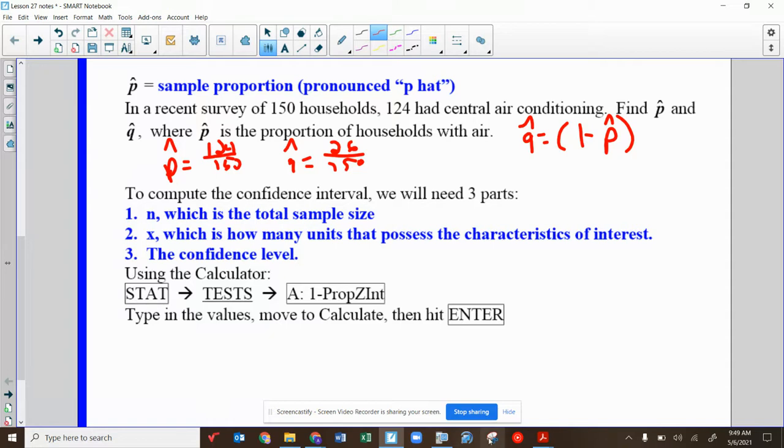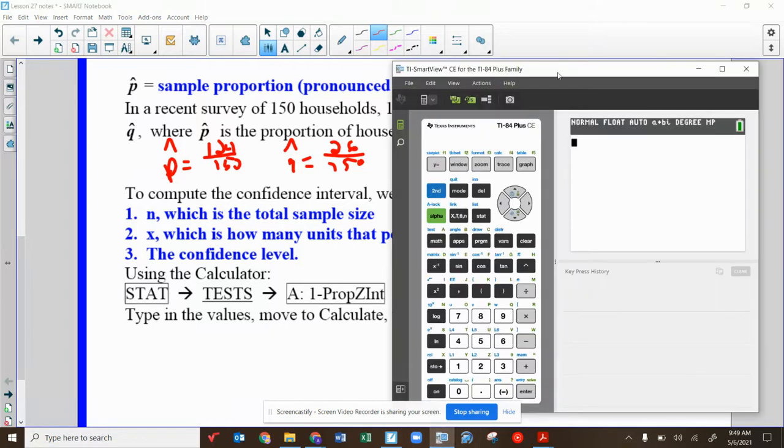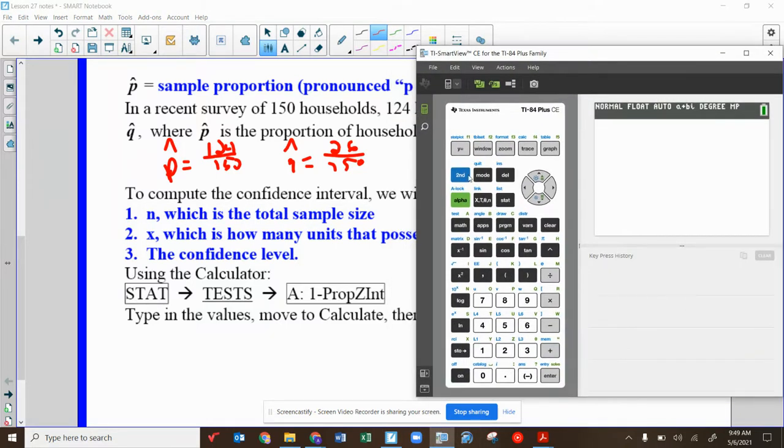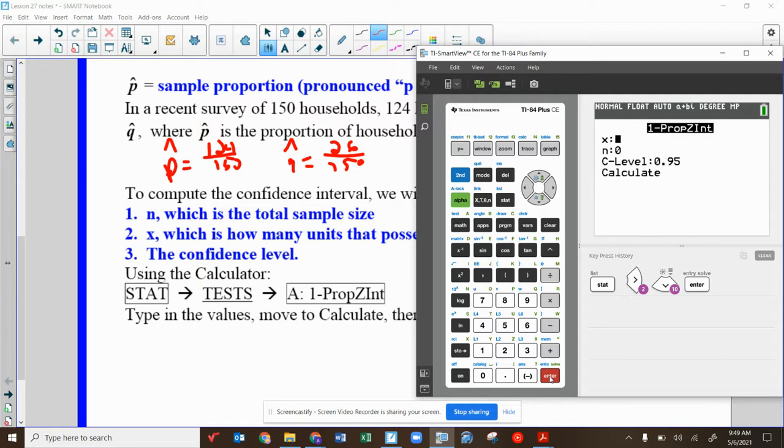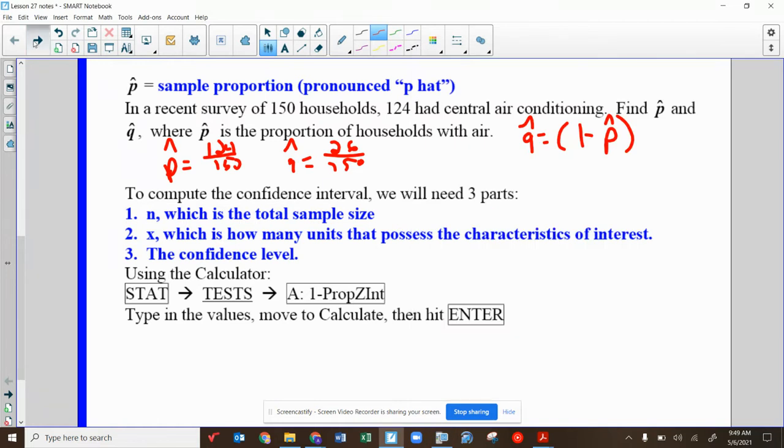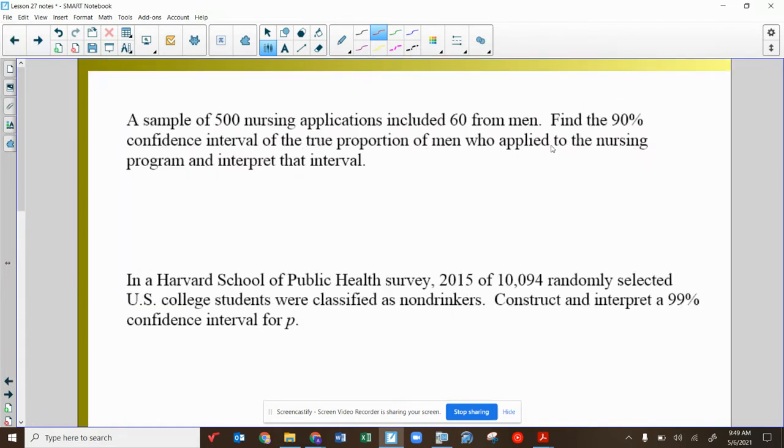So the spot to do that in the calculator is to go to Stat, right here next to the arrows, arrow over to Tests. We want to go pretty far down the list. We want to go to letter A, which is 1-PropZInt. Okay, so like I said, there were three things that you'll have to type in. Okay, so let's go through these.